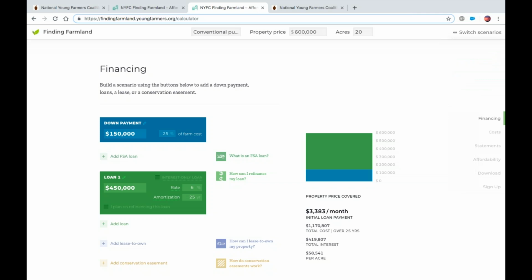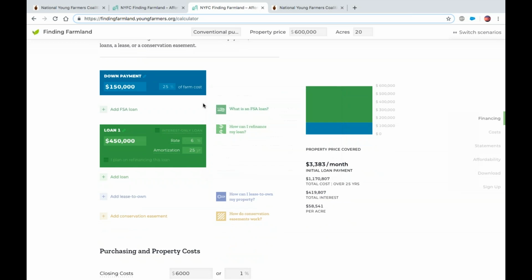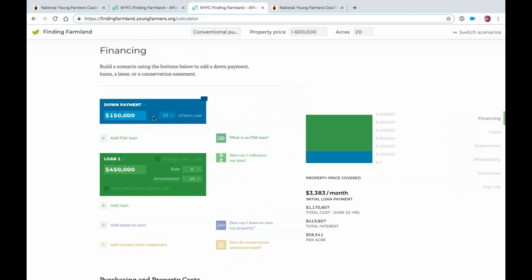So let's start with the conventional purchase. This is a $600,000 property, and most lenders, whether it's a bank or American Ag Credit, will be looking for something like a 25% down payment, a pretty high down payment. So I just entered the down payment as 25%. I put in the remainder, which was $450,000, at a 6% interest rate.